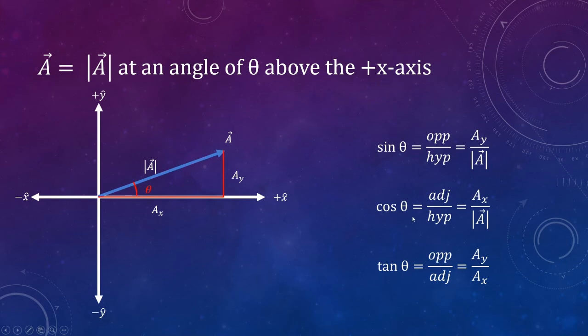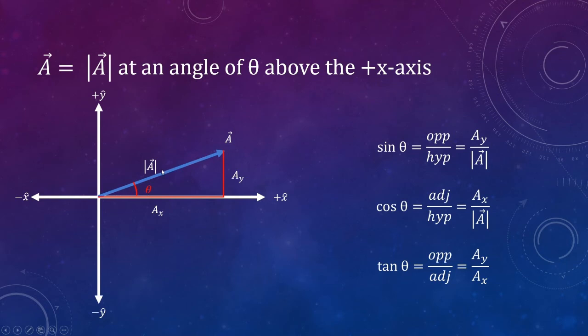Likewise, cosine here, cosine is always defined as the adjacent side over the hypotenuse. So when we look at this red angle theta, the adjacent side of it is the x component of A, and the hypotenuse is still the magnitude. So cosine of this theta, adjacent over hypotenuse, is Ax over the magnitude of A.